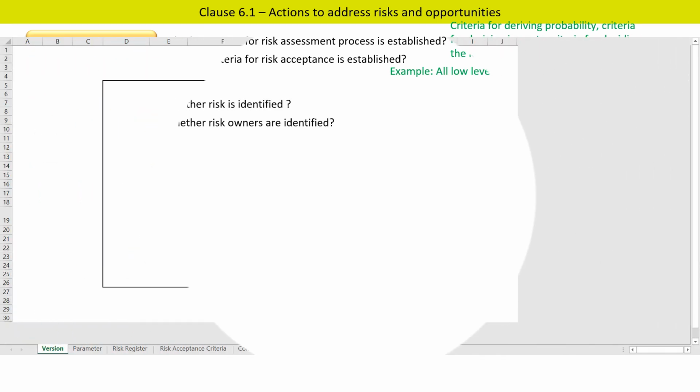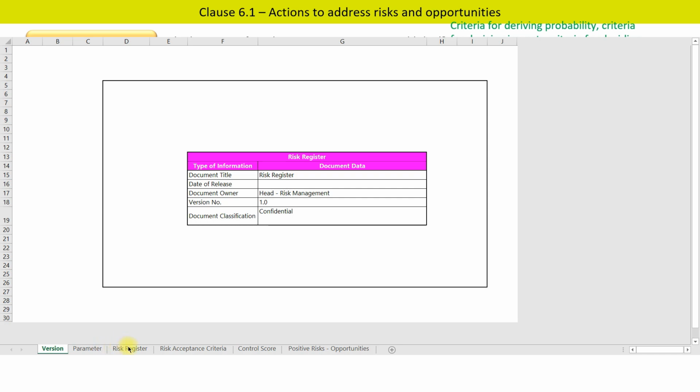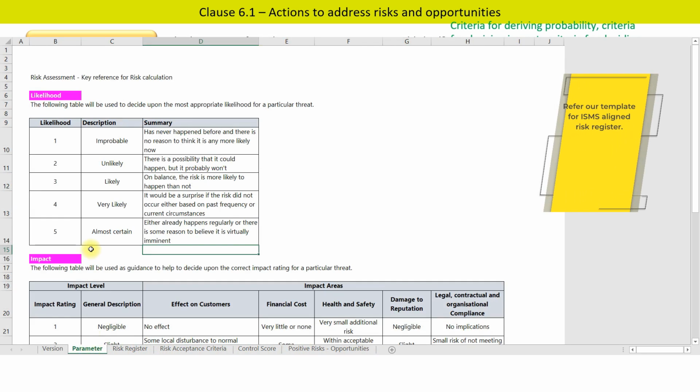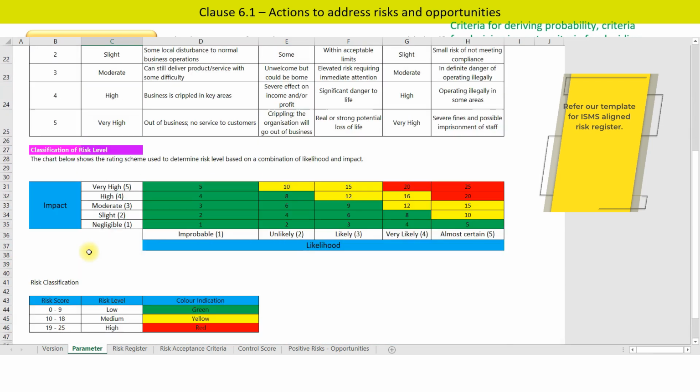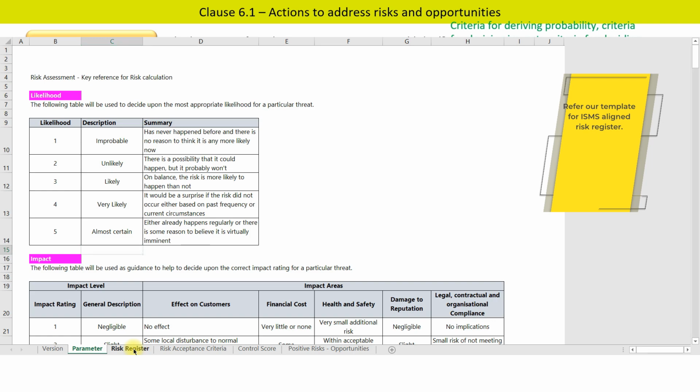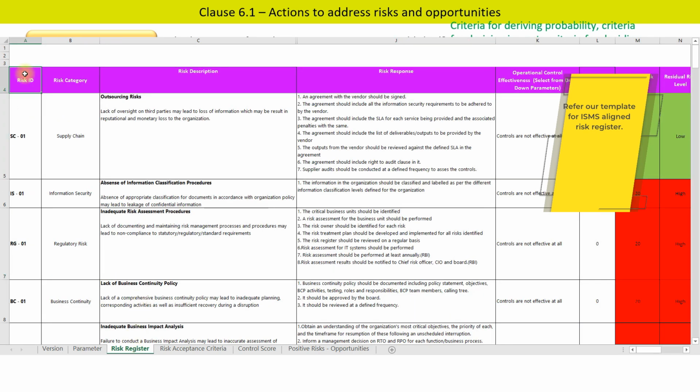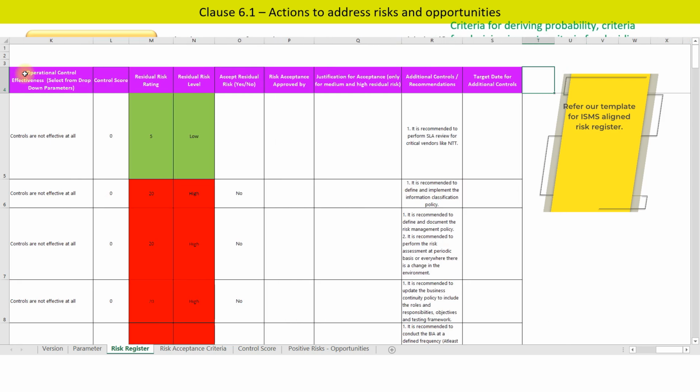In the risk identification process, the auditor needs to verify whether the organization has identified all the relevant risks impacting the confidentiality, integrity and availability of the information assets. Also, identified risks should have a risk owner who will be responsible to monitor and control the risk.